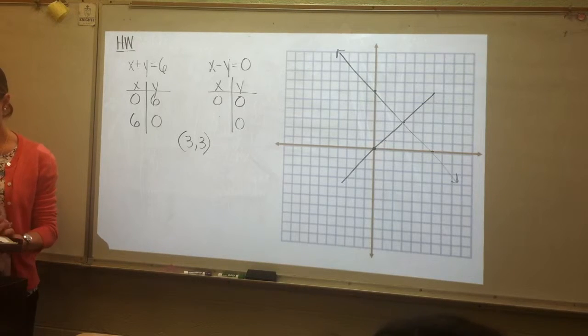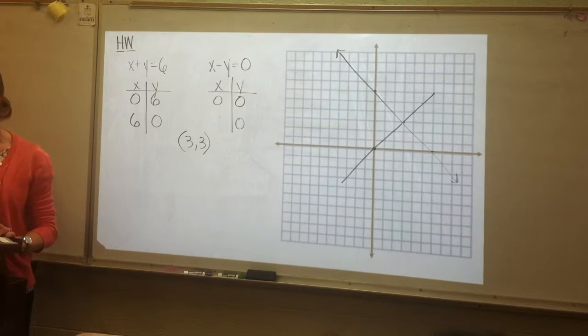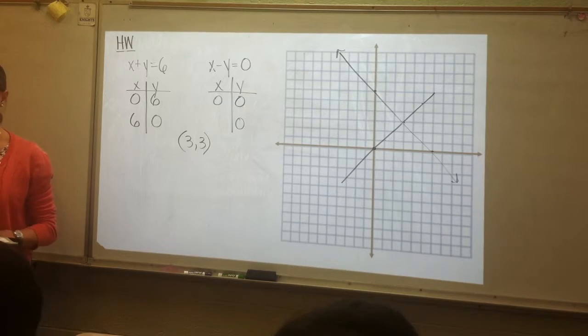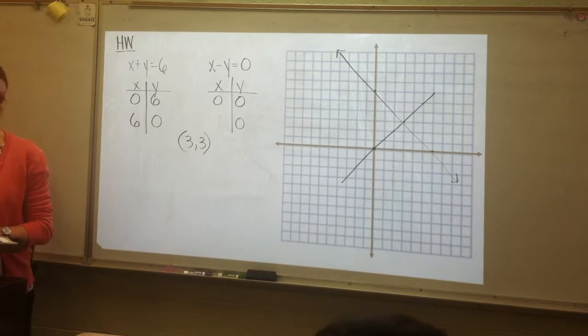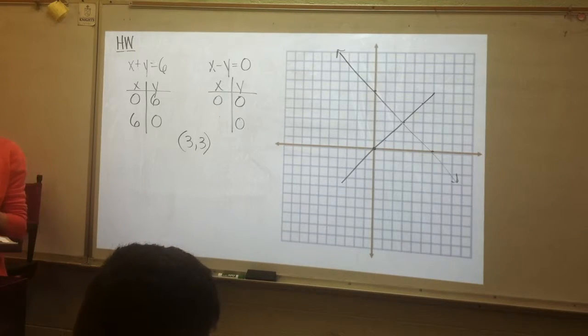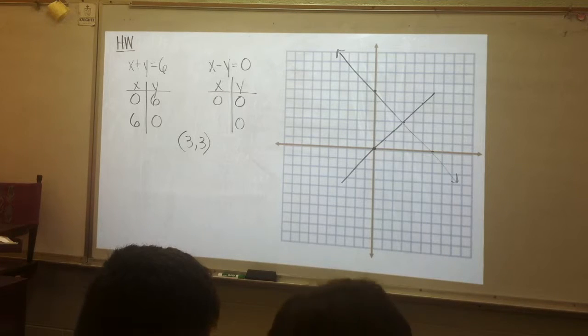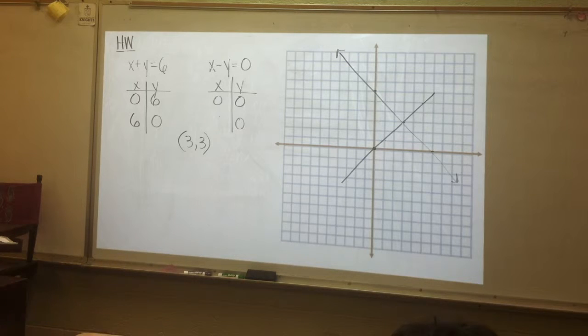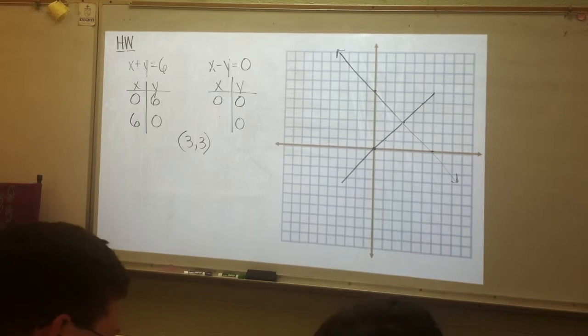Sorry you didn't know how to graph that one. Number 4 is going to have that same issue. The other one should be okay. So, does 3, 3 work? Yes. Okay. I'd like for you to do number 3. Graph both of those, please.